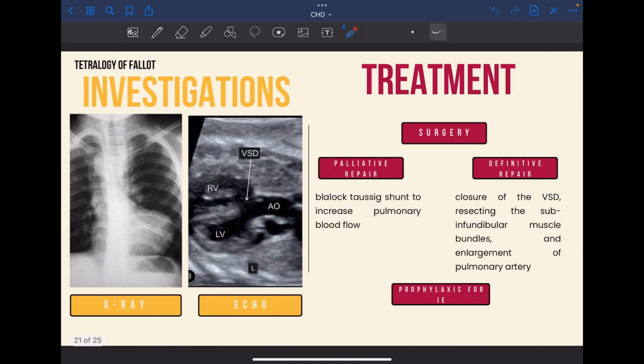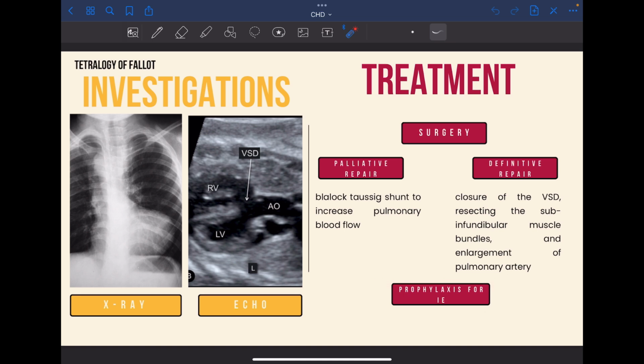Now, investigations, as we saw: an X-ray will show us the ventricular hypertrophy, and this will appear as a boot-shaped appearance, which is a very distinguishable and indicative feature of tetralogy of Fallot. An echo obviously is always important to look at and diagnose. Treatment-wise, prophylaxis is very important to give for infective endocarditis.